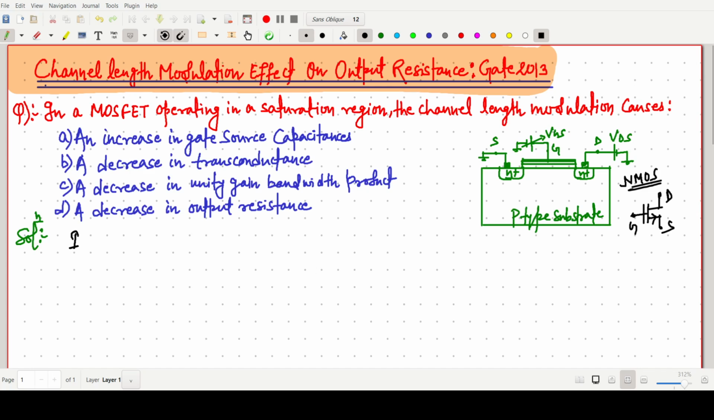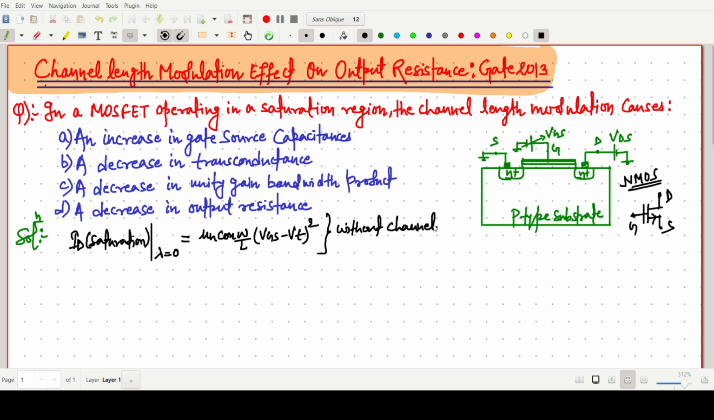So ideally, the ID value in saturation, when we are not considering the channel length modulation, that is our lambda value will be 0. So the equation will be mu n Cox W by L times VGS minus VT whole square. This one is without channel length modulation.